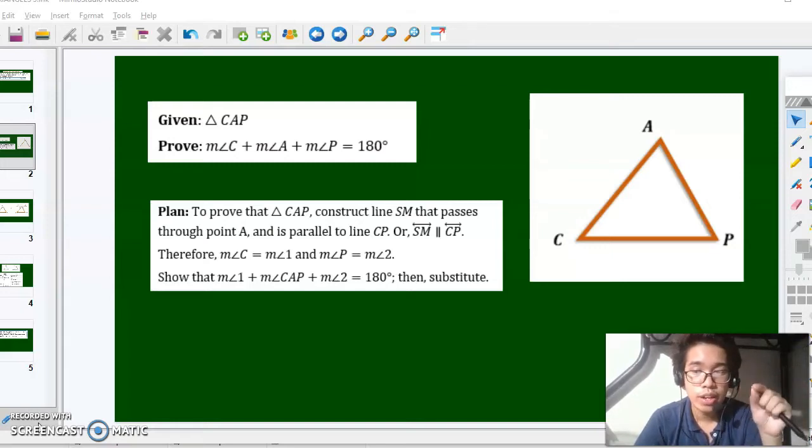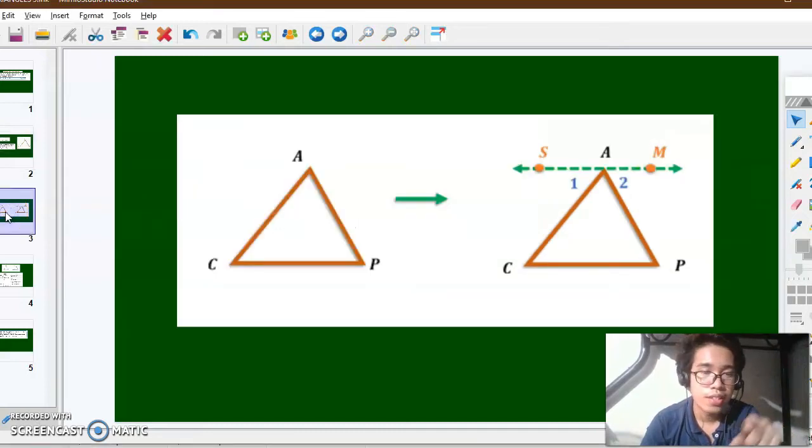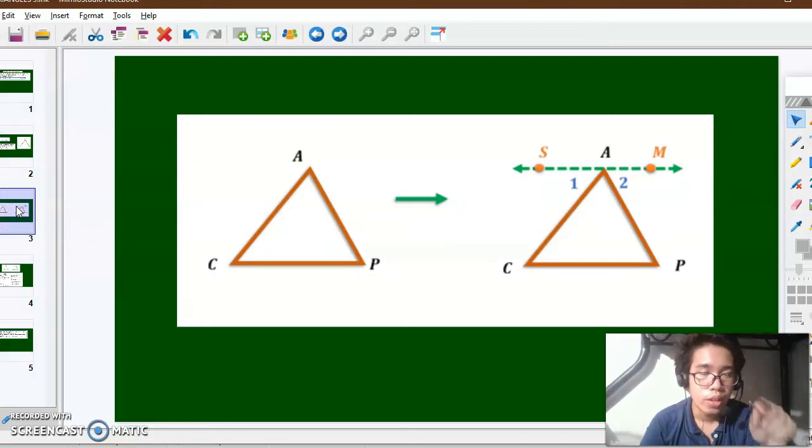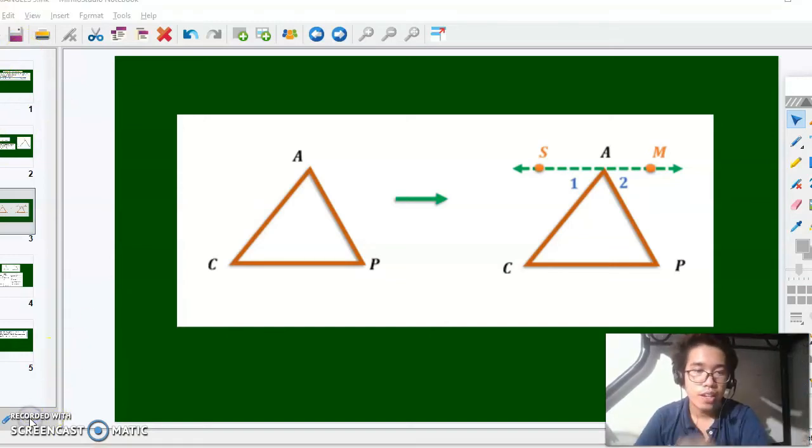So the plan in order to prove that the sum of the angles of this triangle is 180 degrees is, first, we constructed a parallel line to CP. This is the illustration: line SM is parallel to line CP. After that, we can say that the measure of angle C is congruent to the measure of angle 1, and the measure of angle P is congruent to the measure of angle 2. How can we say that? Those are alternate interior angles. When they are cut by a transversal, they are the same. Since they're the same, the measure of angle 1 is equal to the measure of angle C, and the measure of angle 2 is the same as the measure of angle P. That's the plan.